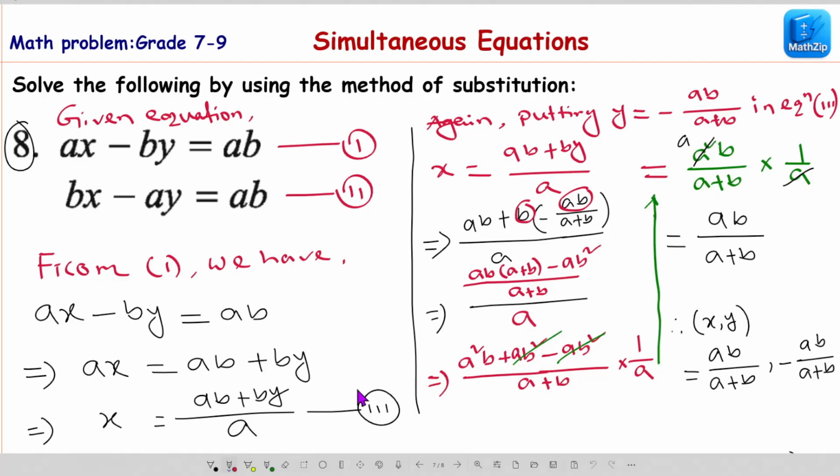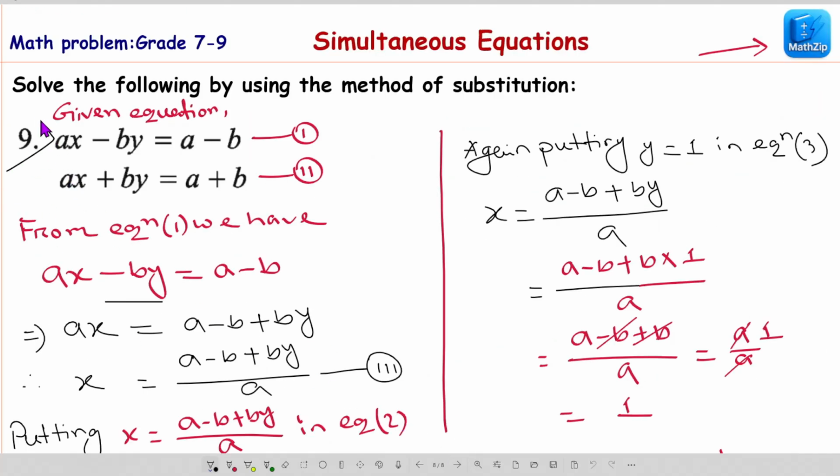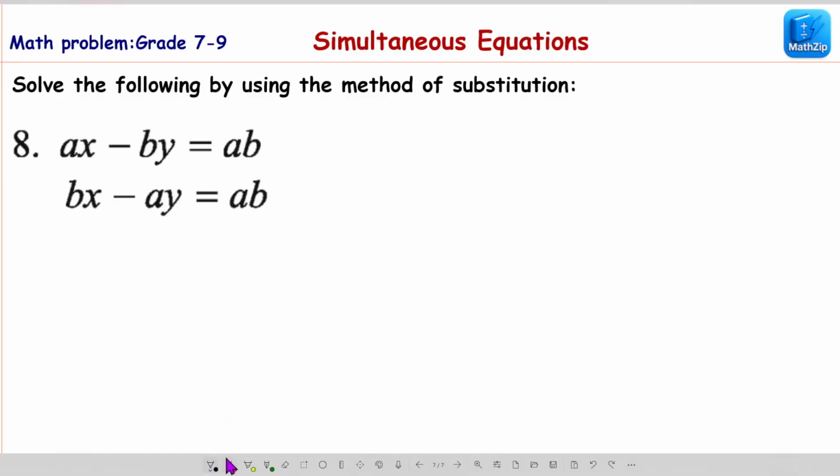Welcome to MathZip. In this video I am going to solve simultaneous equations by using the method of substitution. Today I am trying to solve two problems, number 8 and number 9. So no need to wait, let's start. Number 8.